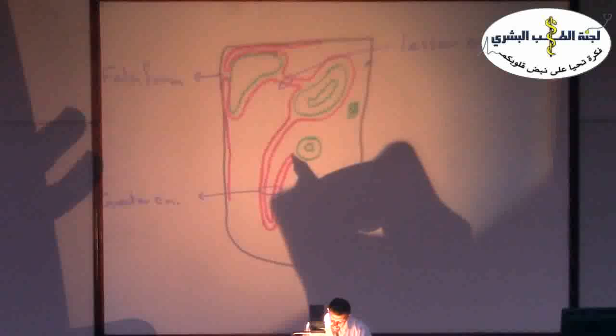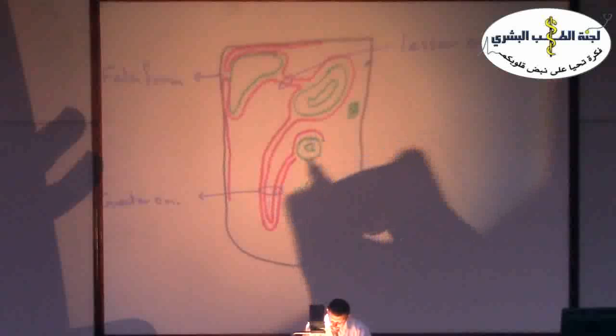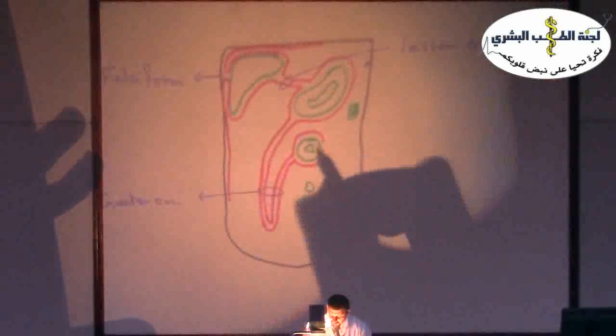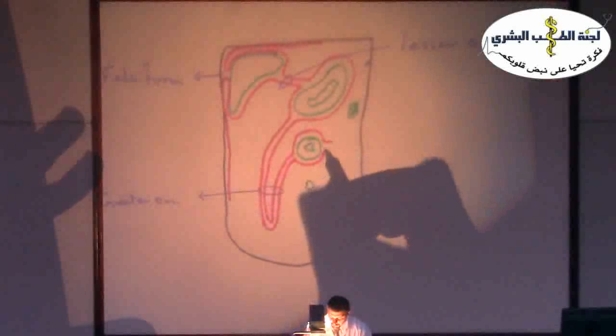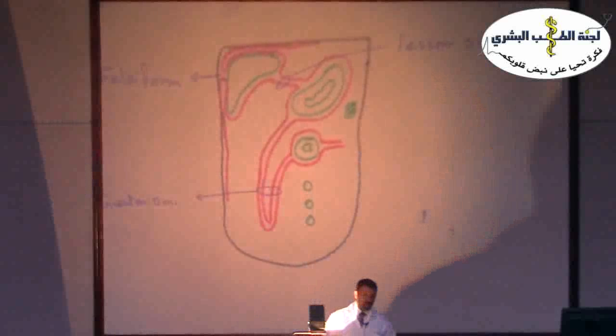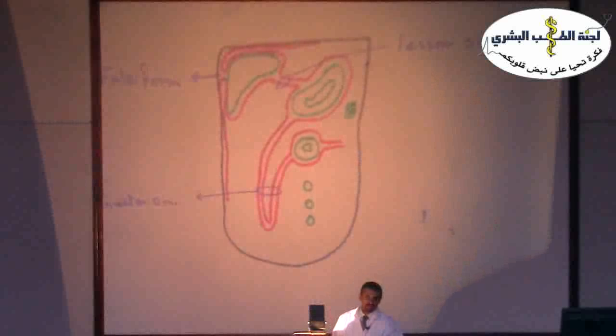Now these 2 layers will separate now to cover what? The transverse colon. So now I have 2 visceral layers of peritoneum covering the colon. These will be named transverse mesocolon. So mesocolon related to large intestine.